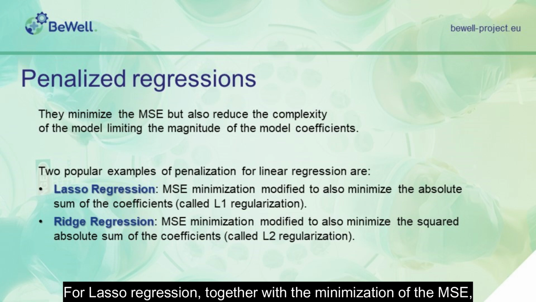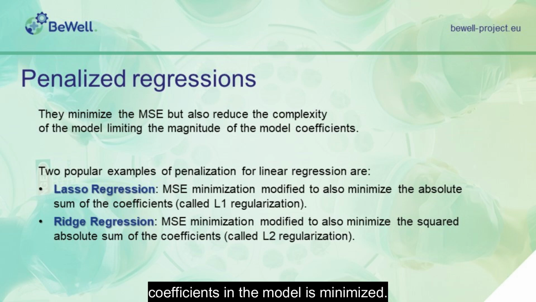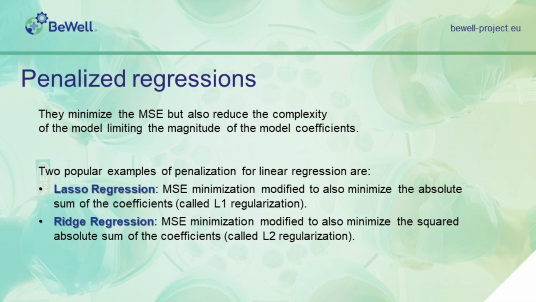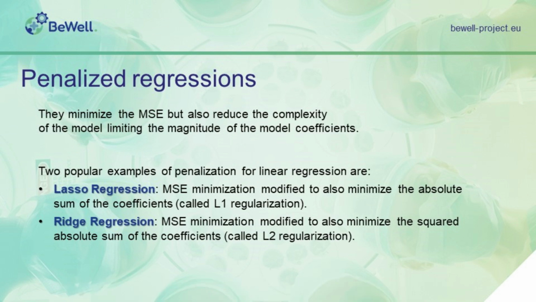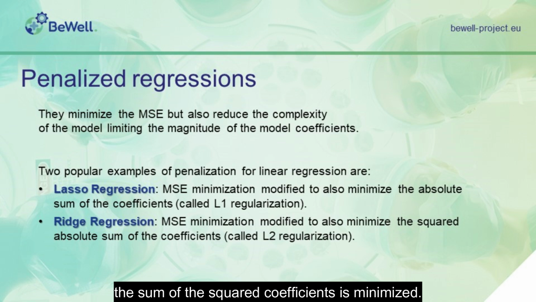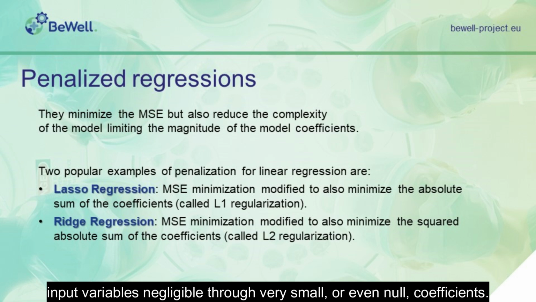For lasso regression, together with the minimization of the MSE, the sum of the absolute values of the coefficients in the model is minimized. For ridge regression, together with the minimization of the MSE, the sum of the squared coefficients is minimized. The result in both cases is that of making some input variables negligible through very small or even null coefficients.